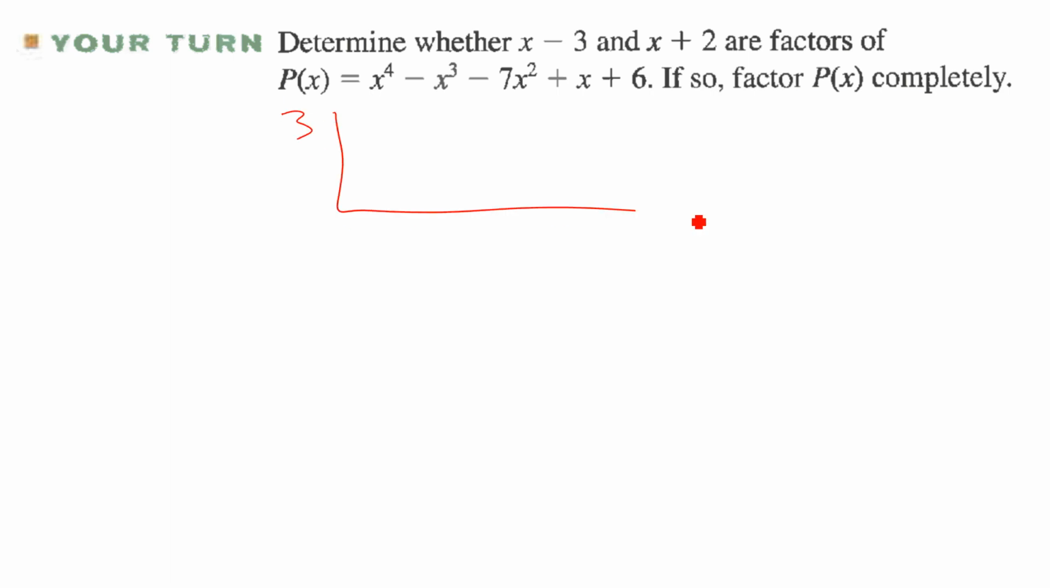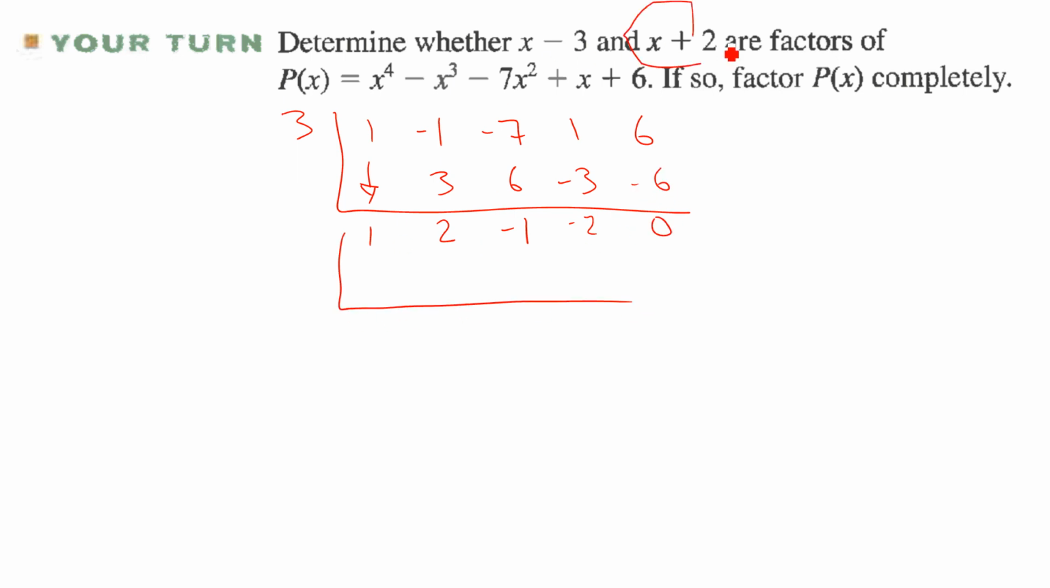All right, 3 on the outside. 1, negative 1, negative 7, 1, and 6 on the inside. 1 times 3 is 3. We get a 2, a 6, a negative 1, a negative 3, a negative 2, and a negative 6. We get 0. And we'll go again a second time around for the negative 2.